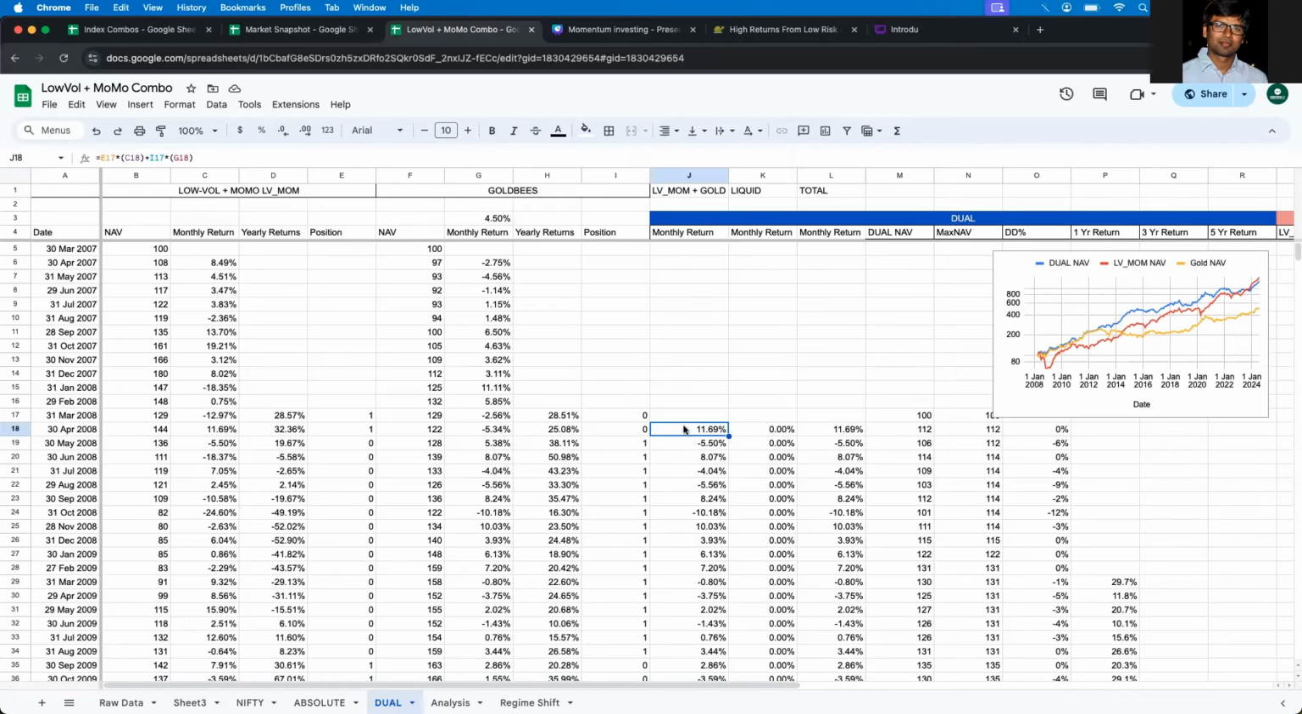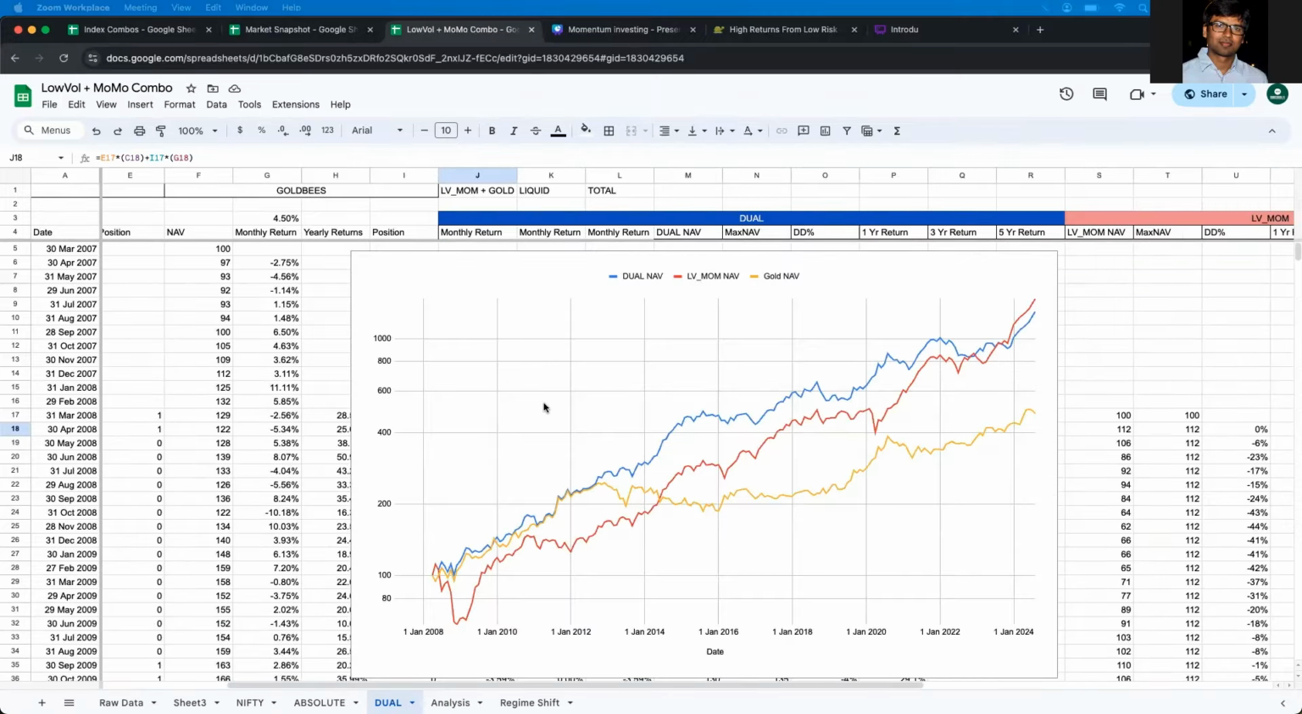Now following this, let's see what are the results that we get in LVMOM and gold and liquid funds. This is the result of the dual momentum strategy. The LVMOM is in red color, in golden color you see the gold, and the blue one is the dual momentum. You might notice that dual momentum performed well, even better than both gold and LVMOM for quite a considerable period of time. And the LVMOM crossed over the dual momentum recently, from November 2023 onwards.